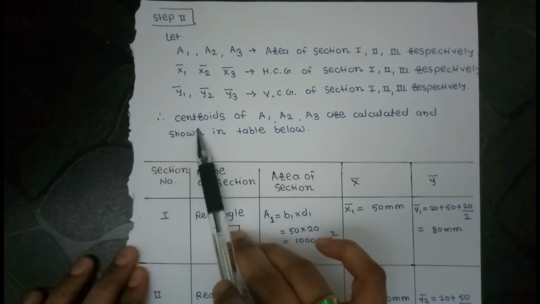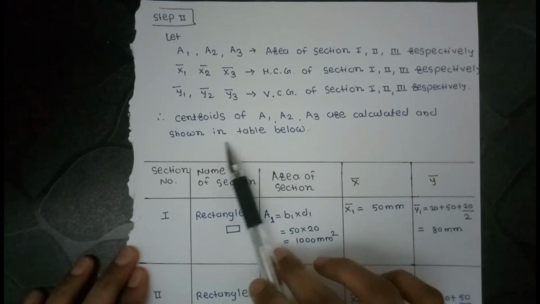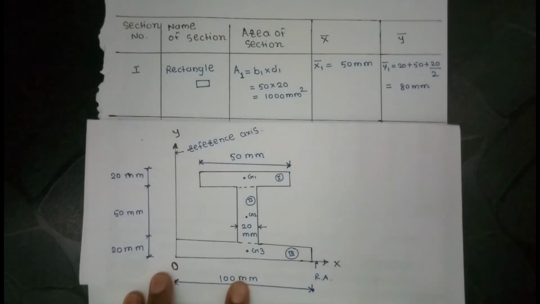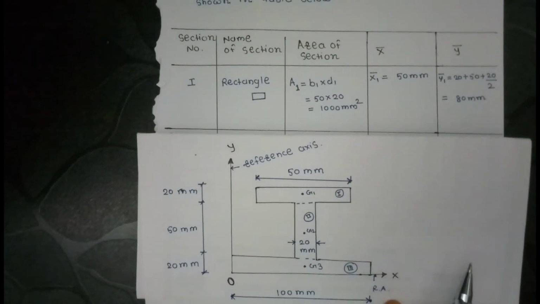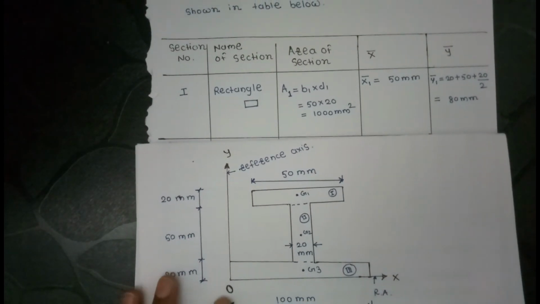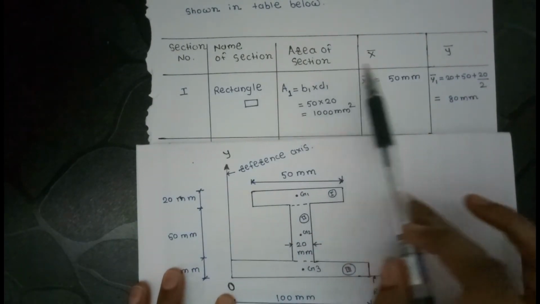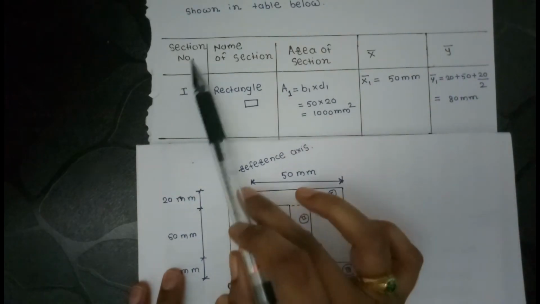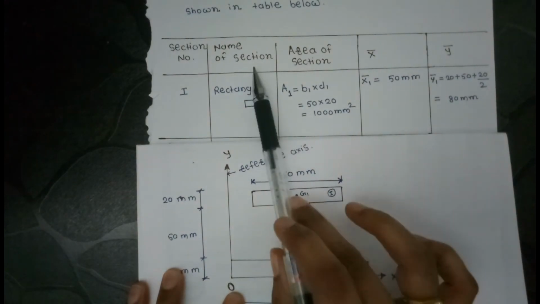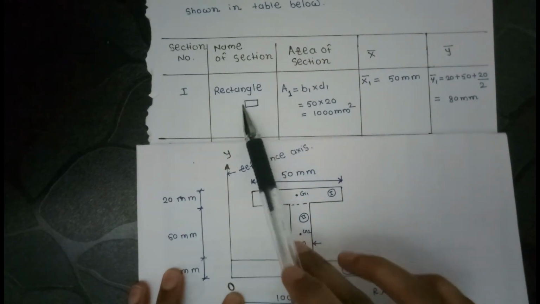Therefore, the centroids of A1, A2, A3 are calculated and shown in the table below. So how to calculate x bar and y bar? First of all, section number, name of section, area of section, x bar and y bar. Section number 1 is the flange section. Name of section is the rectangle.